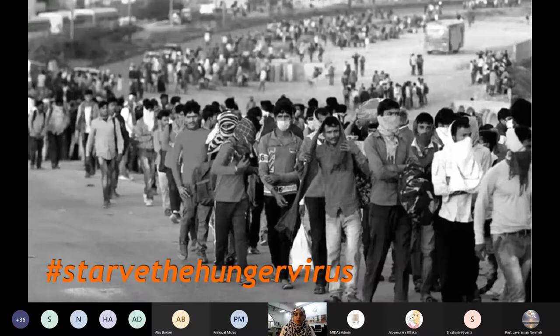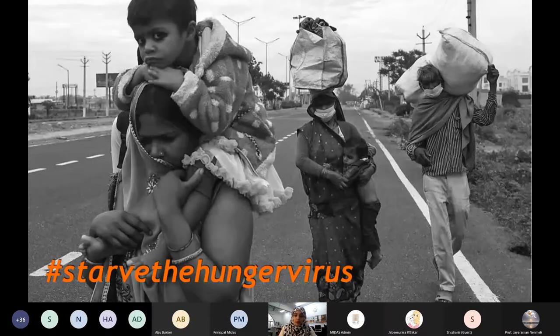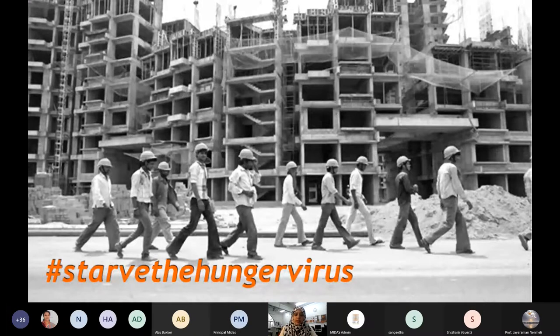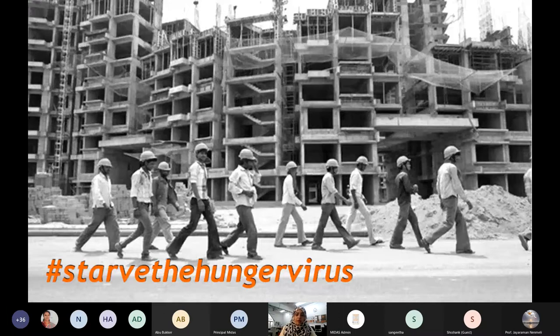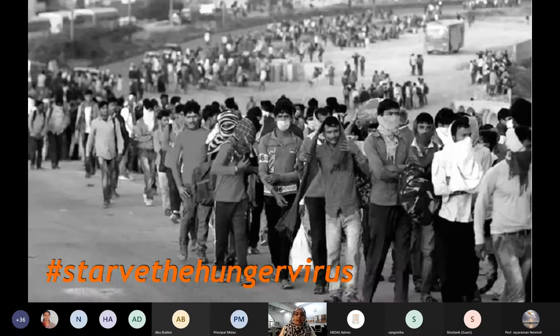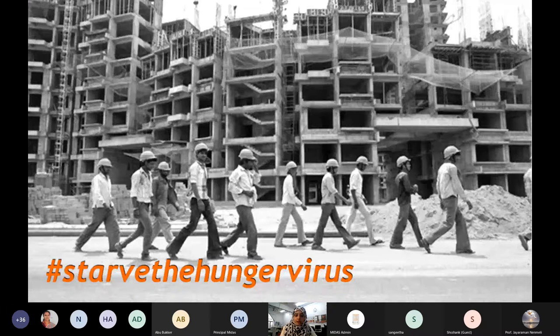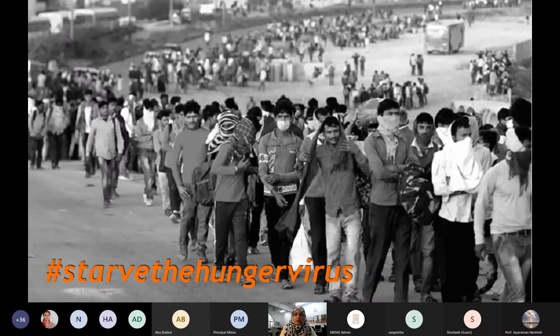But one set of people in particular were the migrant workers, the construction workers, who are the backbone of our construction industry, as well as the daily wage workers, who really overnight had nowhere to go. They were out of a source of income. Many of them lost their homes, and they had to make their way back to their native places on foot because of the lockdown on transport.